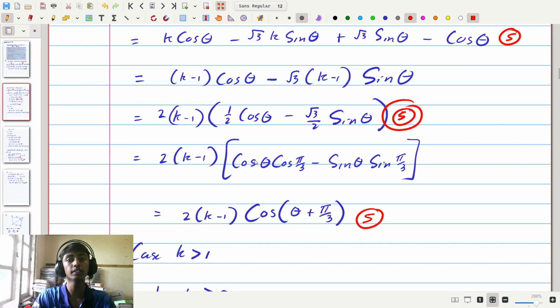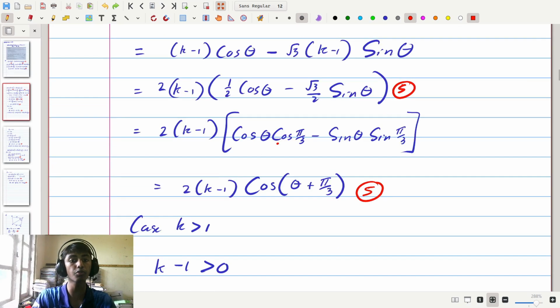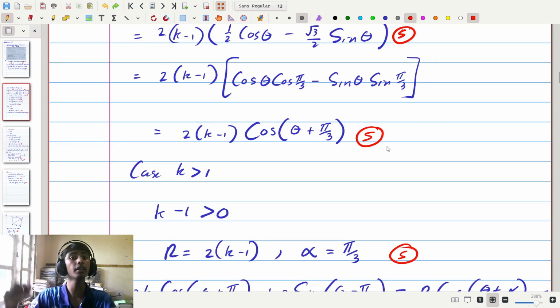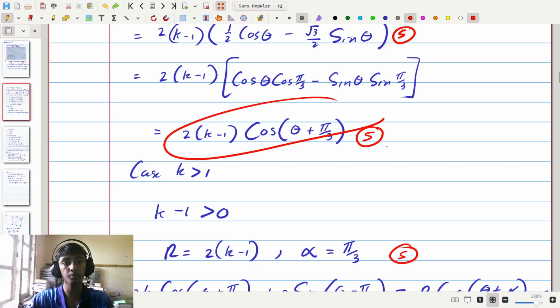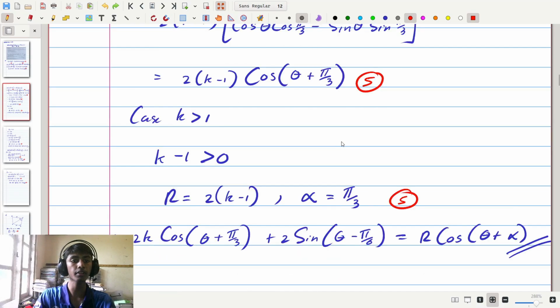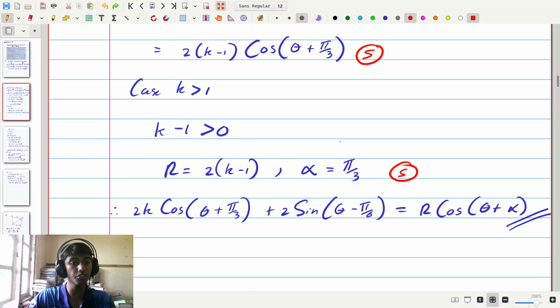And when you then substitute in the relevant trigonometric values of cosine of pi by 3 and sine of pi by 3 and then write that in the form of r times cosine of theta plus alpha like this, you get 5 marks. Now after that, when you consider the two cases, for the case where k is greater than 1, when you write down that r is equal to 2 times k minus 1 and alpha is equal to pi by 3, you get 5 marks.